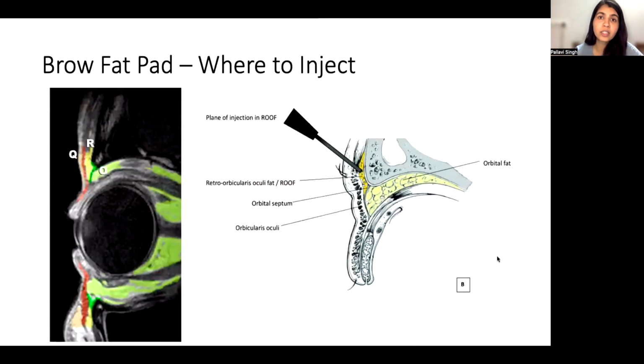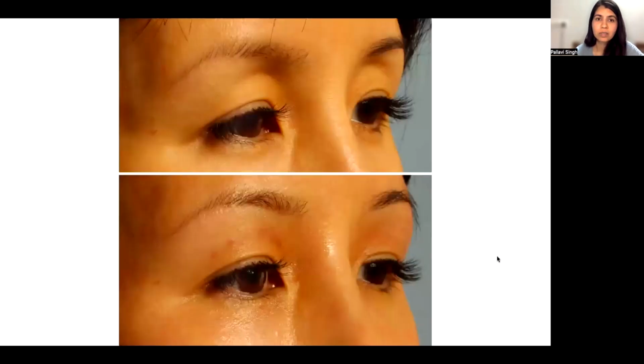Now, where to inject? You want to inject just below the orbicularis, where essentially the ROOF fat pad is, and I like to inject laterally because there are no major vessels in this area. Obviously, medially you want to be very careful because you have the supratrochlear and the supraorbital neurovascular bundle over there. So that's important to consider. But just kind of going laterally and filling right below the subcutaneous area in the ROOF fat gives you a really nice result.